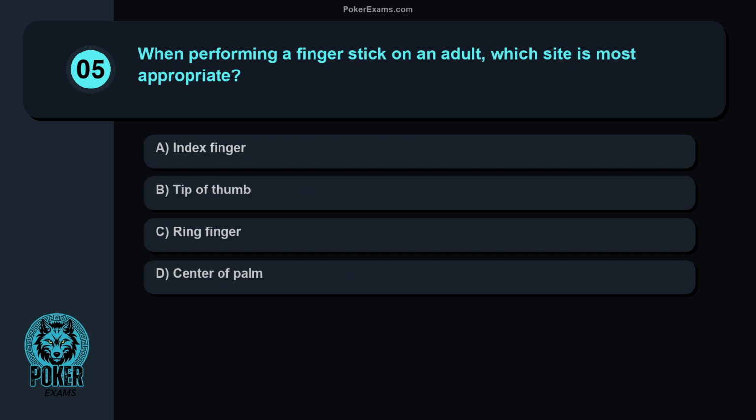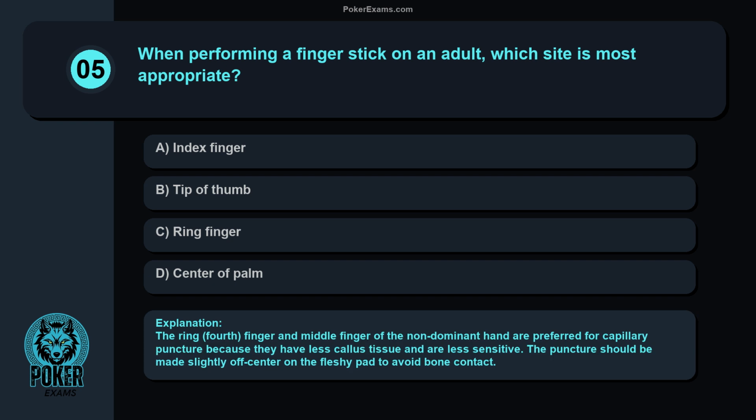Question 5. When performing a finger stick on an adult, which site is most appropriate? Index finger, tip of thumb, ring finger, center of palm. The ring, fourth, finger and middle finger of the non-dominant hand are preferred for capillary puncture because they have less callus tissue and are less sensitive. The puncture should be made slightly off-center on the fleshy pad to avoid bone contact.